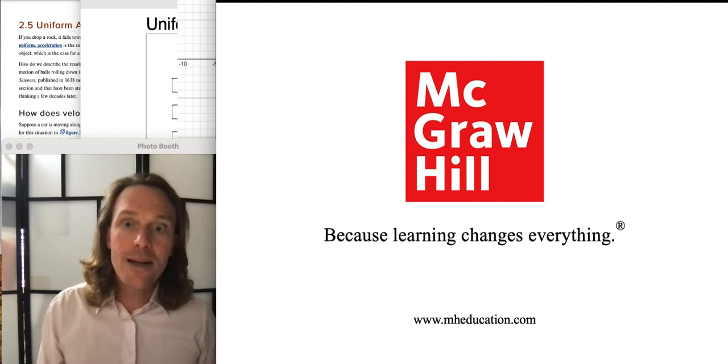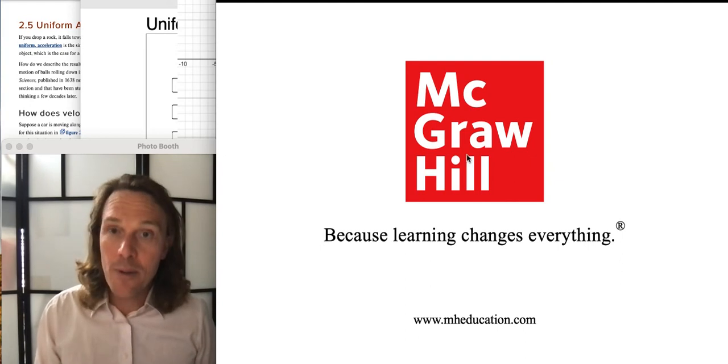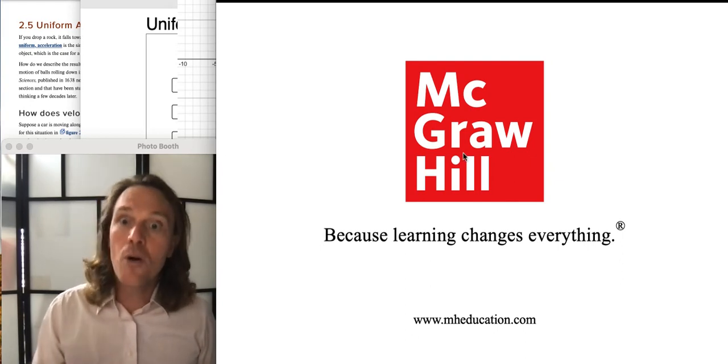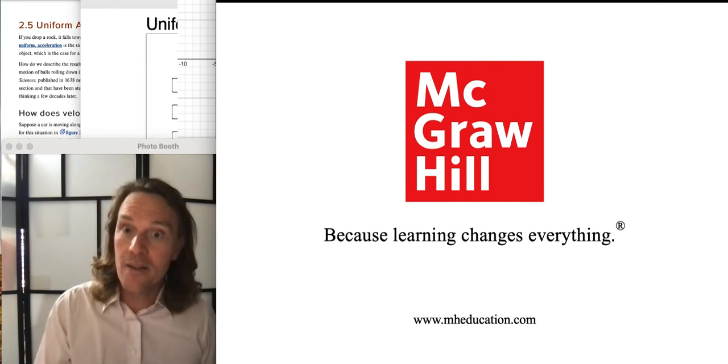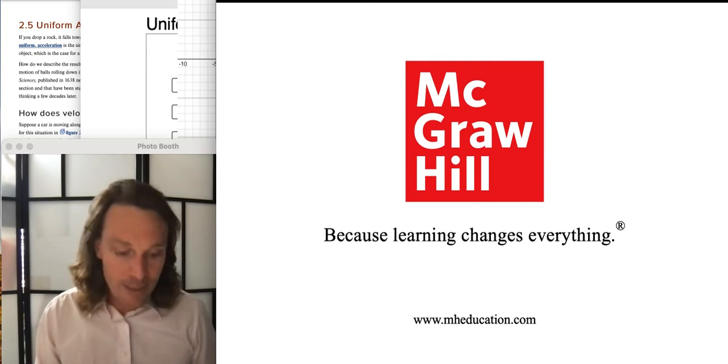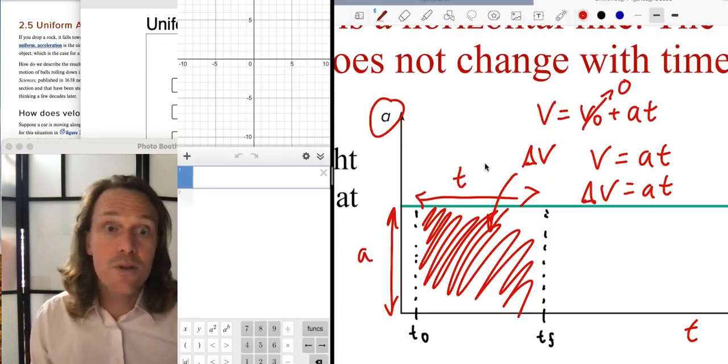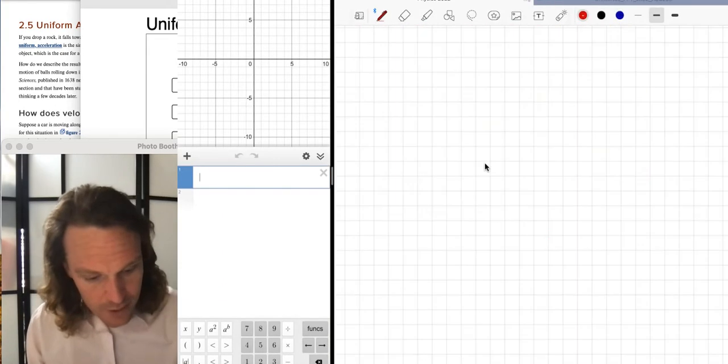All right, so the last thing I want to do before we wrap up is just to do a numerical example with this constant acceleration. Now we're going to get some more practice, but this is going to be our last thing that we can do in this chapter. All right, so let's head back over to here. I want to have a fresh page.